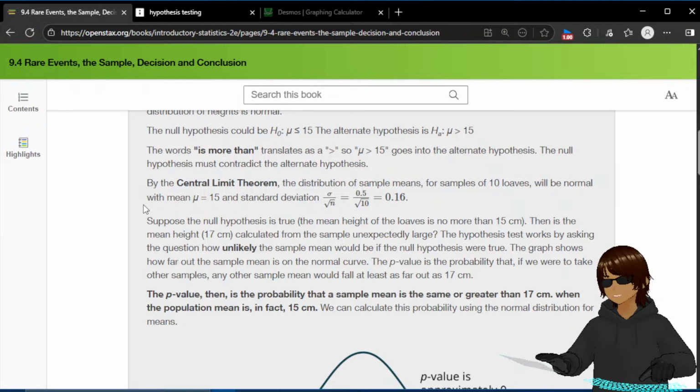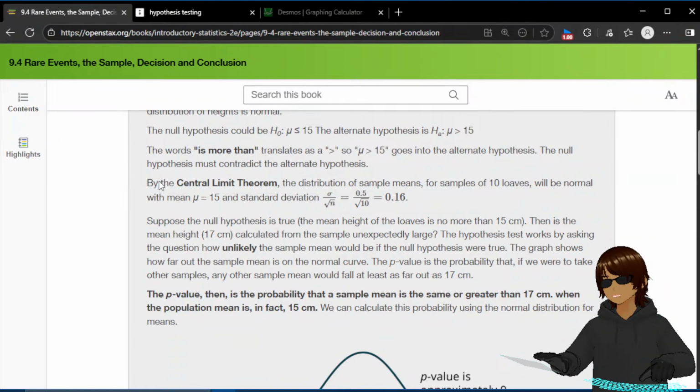Suppose the null hypothesis is true. Then is the mean height of 17 centimeters calculated from the sample unexpectedly large? The hypothesis test works by asking how unlikely the sample mean would be if the null hypothesis were true. By the central limit theorem, we assume a normal distribution with this mean and standard deviation 0.16, and check how far away 17 is.